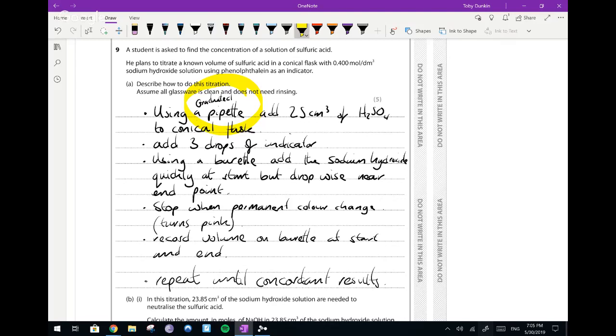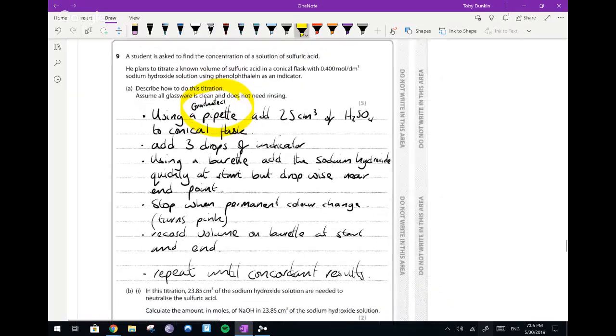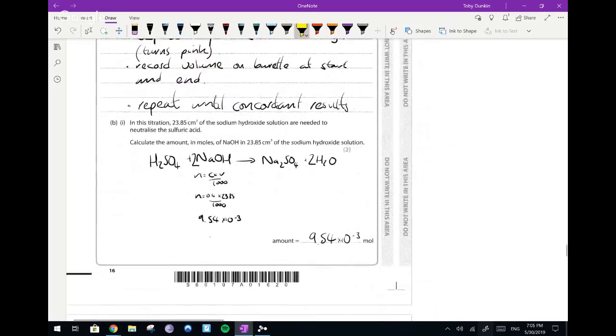wrong titer. Using the burette, add the sodium hydroxide quickly at the start and then dropwise near the end point. Stop when a permanent color change turns pink. Record the volumes on the burette at the start and at the end. Repeat until concordant results. Learn that method. Just learn it, folks. It is going to be there.